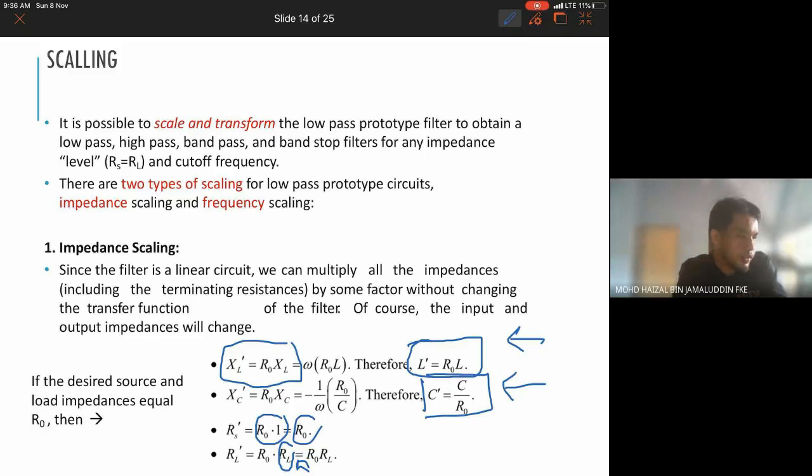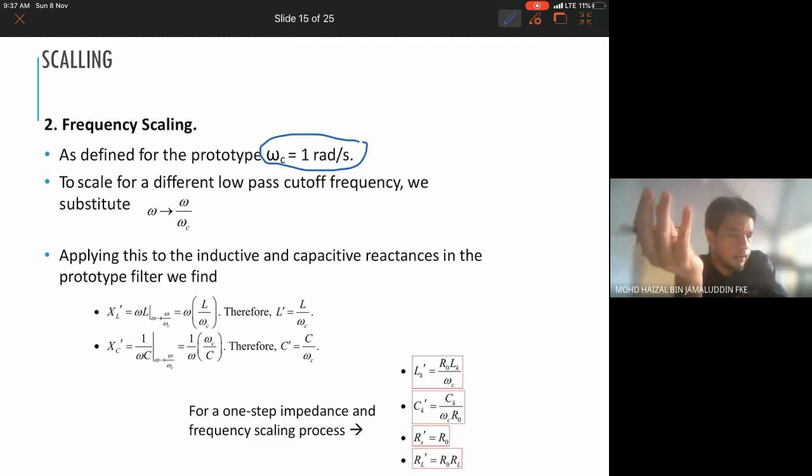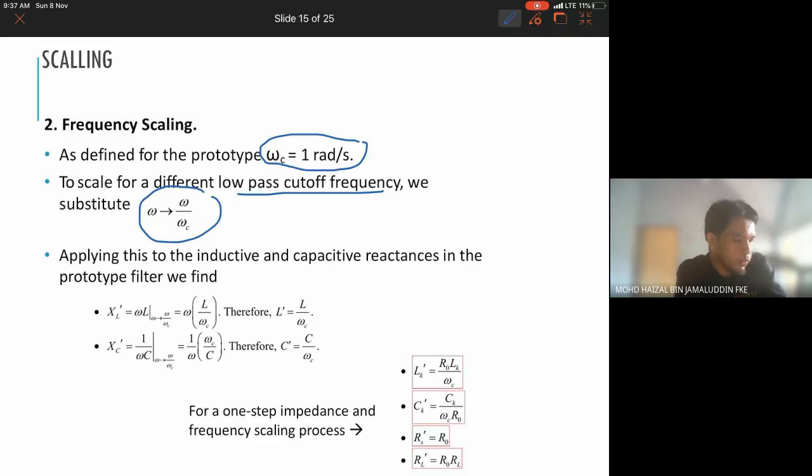For the frequency scaling, as you already know, for the normalized prototype, we have scaled it to omega c equal to 1 radian per second. So now we want to scale it to a desired frequency that we want. To scale for a different low pass cutoff frequency, we must substitute omega with omega over omega c.